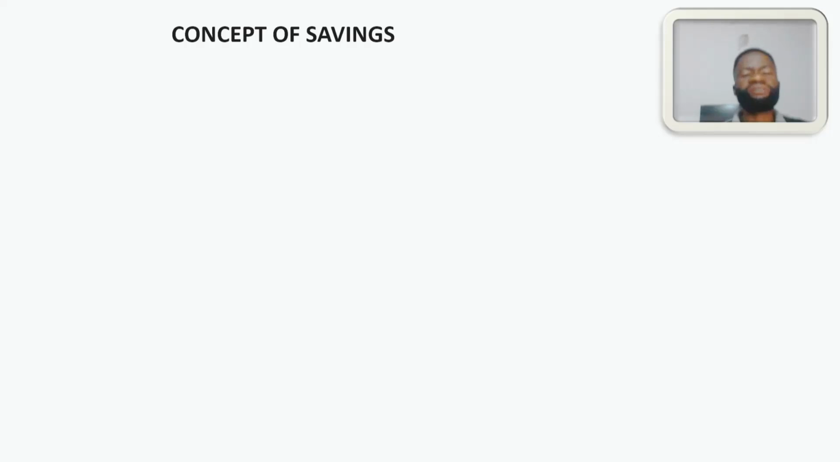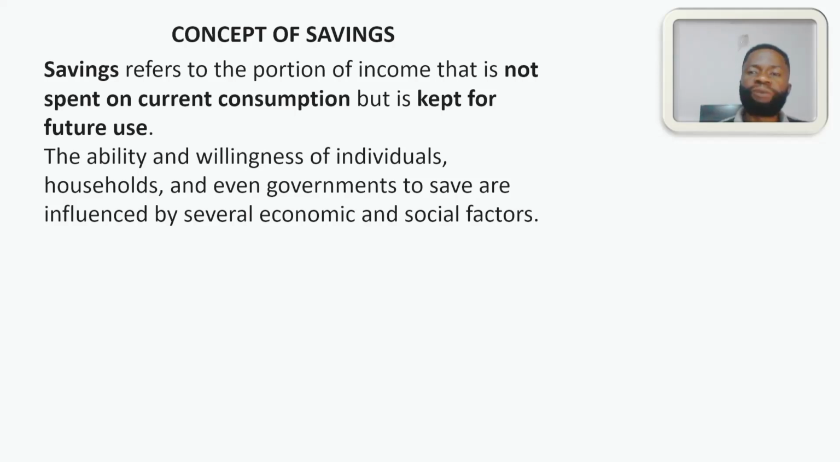Now, let's look at the concept of savings. What do we mean by savings? Savings refers to the portion of income that is not spent on current consumption but is kept for future use. Or we can say that savings is the part of disposable income. You know what I mean by disposable income, right? So savings refers to the part of disposable income that is not spent on goods and services. So it involves postponing present consumption for future use.